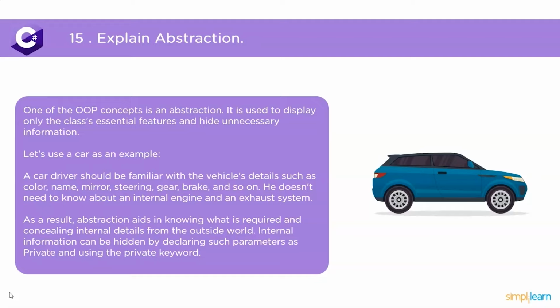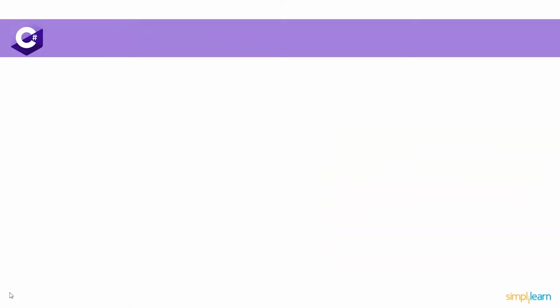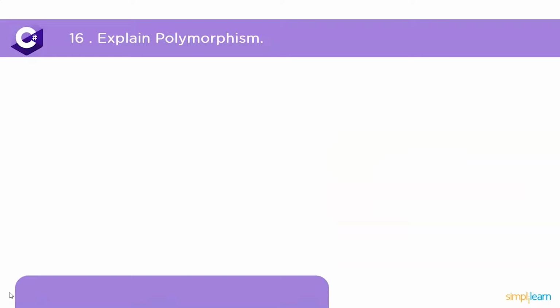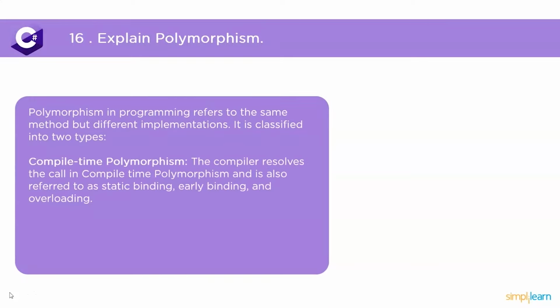As a result, abstraction aids in knowing what is required and concealing internal details from the outside. Internal information can be hidden by declaring such parameters as private and using the private keyword. The following question is, explain polymorphism. Polymorphism in programming means the same method but different implementations.